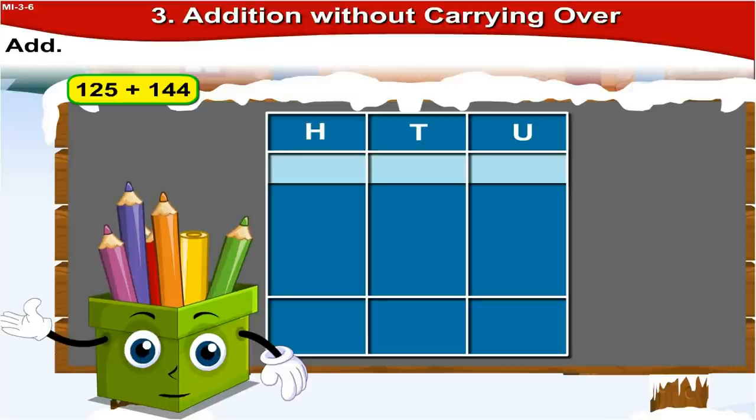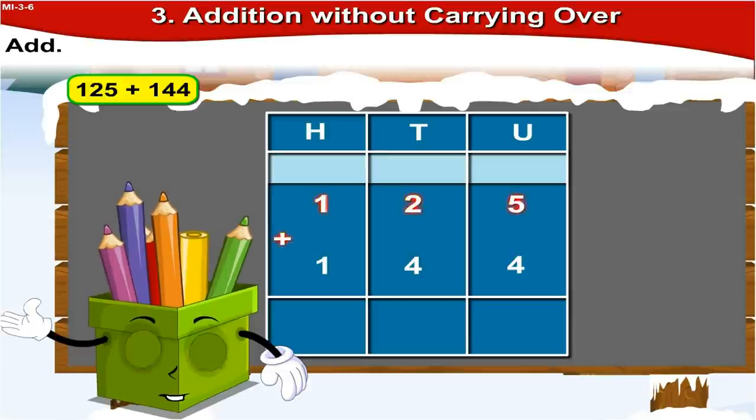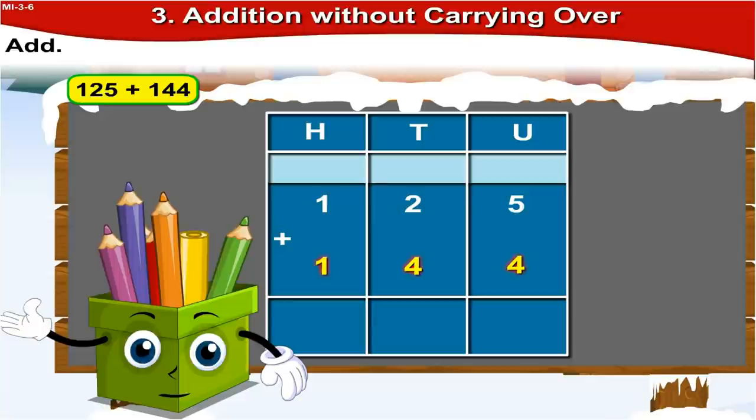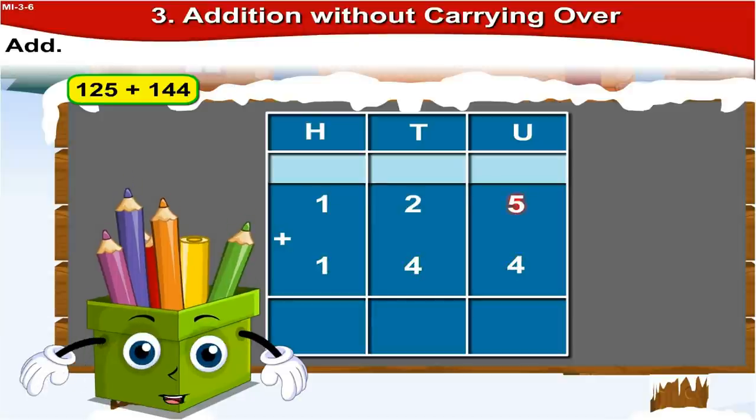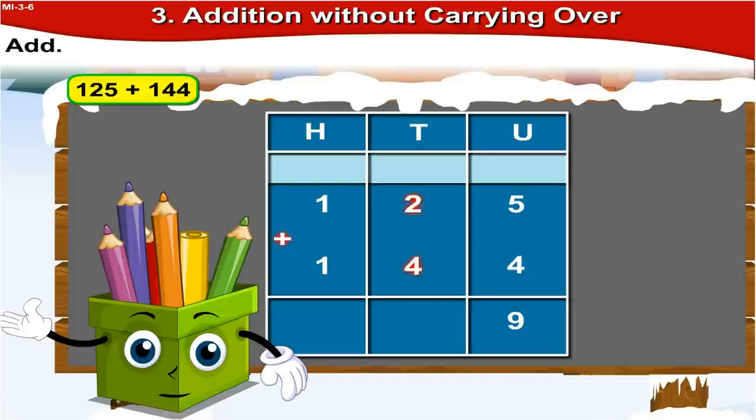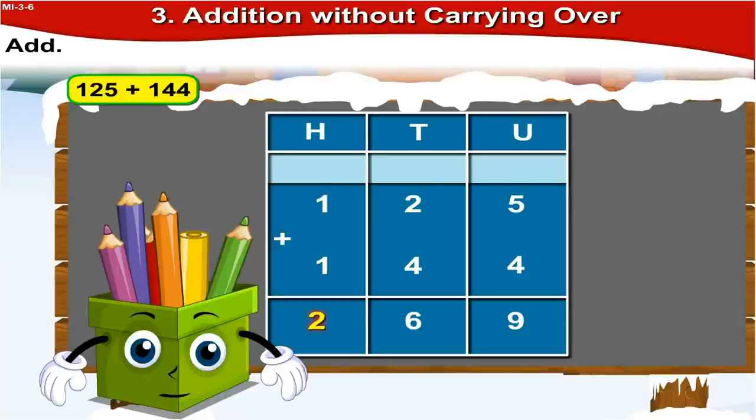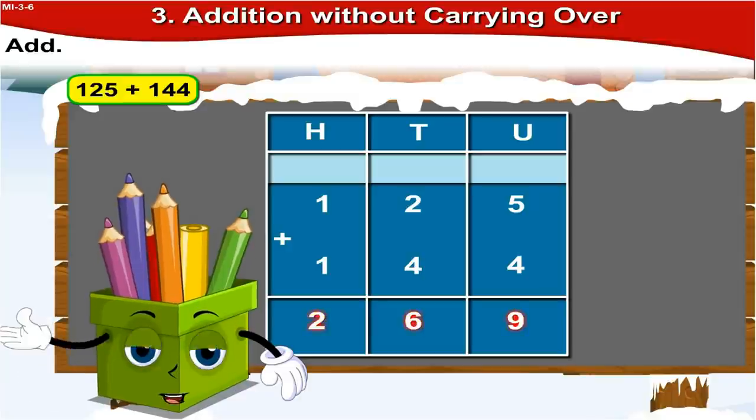Now the next is 125 plus 144. First we'll write hundreds, tens, units. Now 125 is equal to 100, 2 tens, 5 units, plus 144 would be 100, 4 tens, 4 units. Let us begin our addition from the units column. 5 units plus 4 units is 9 units. Now the tens column, 2 tens plus 4 tens is 6 tens. Hundreds column, 100 plus 100 is 200. So it is 200, 6 tens, 9 units, which means the answer is 269.